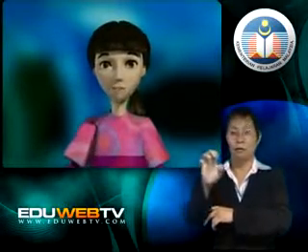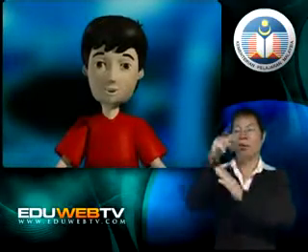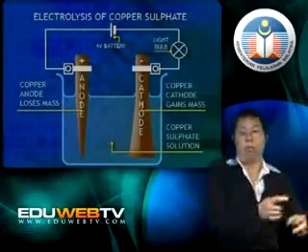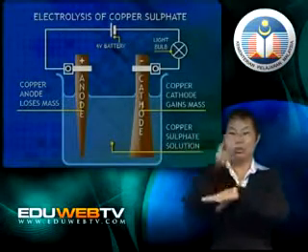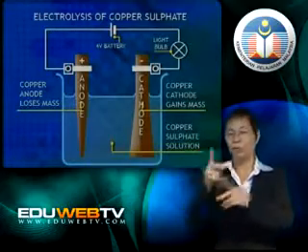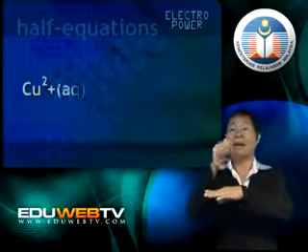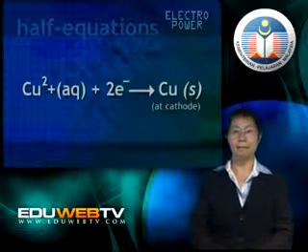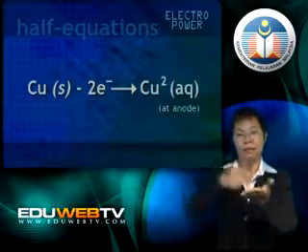Hey, look! The copper anode now weighs less than the copper cathode. The copper anode has lost weight and the copper cathode has gained weight. What happened? When we electrolyze the copper sulphate solution using copper electrodes, the mass of both electrodes changed. Here, this is what happened at the cathode. And this is what happened at the anode.